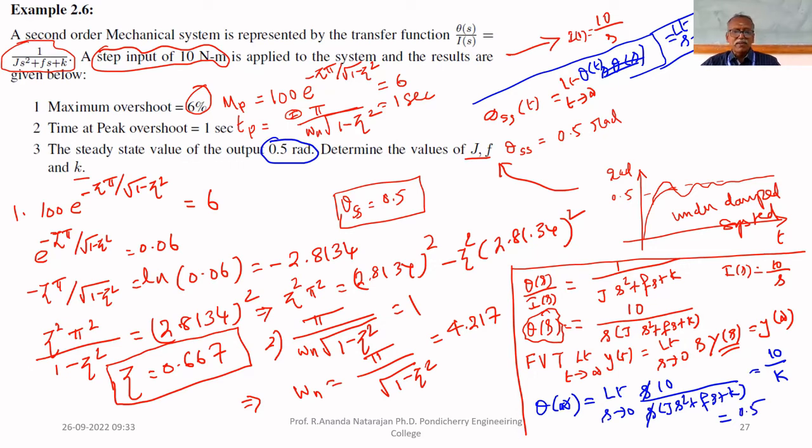Theta of infinity equals limit s tends to 0, s theta of s. Theta of s equals what? 10 upon s into (J s square plus f s plus k). S gets cancelled. If you substitute s equal to 0, this becomes 0 and this also becomes 0. Therefore, it is equal to 10 upon k. The value given is 0.5, that is 1 by 2. Therefore, 10 upon k equals 1 by 2, so k equals 20.